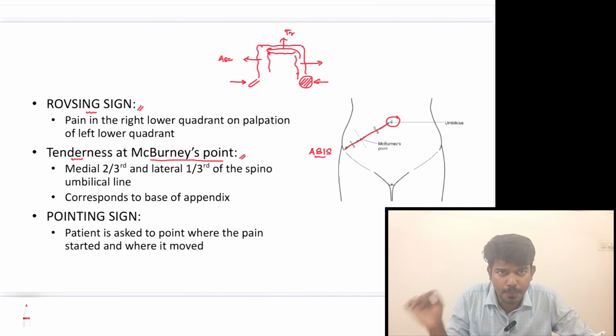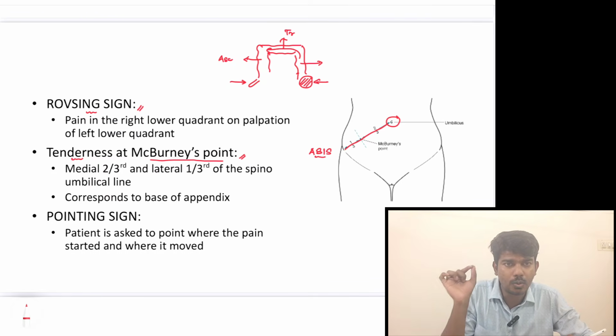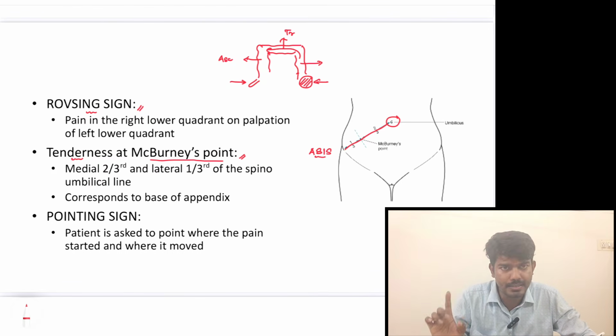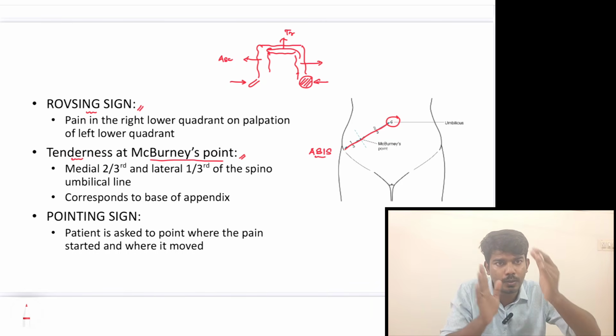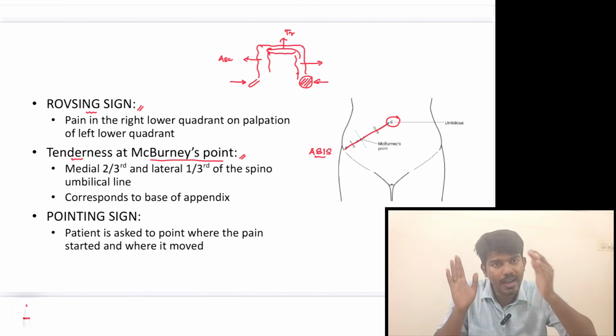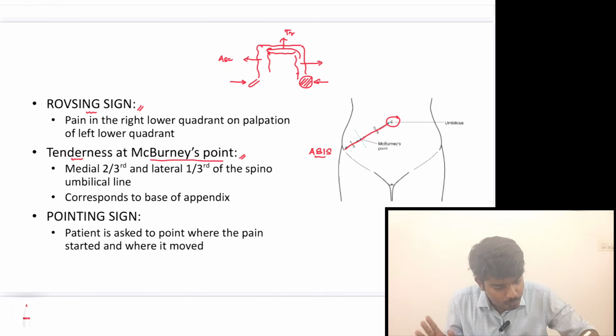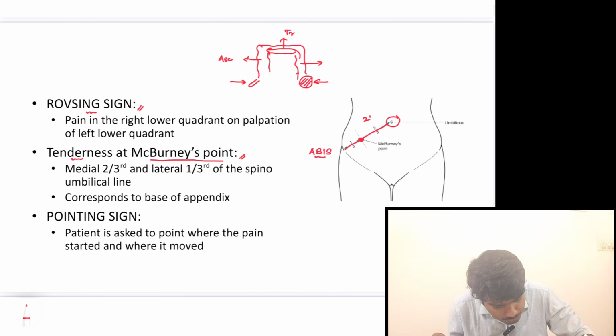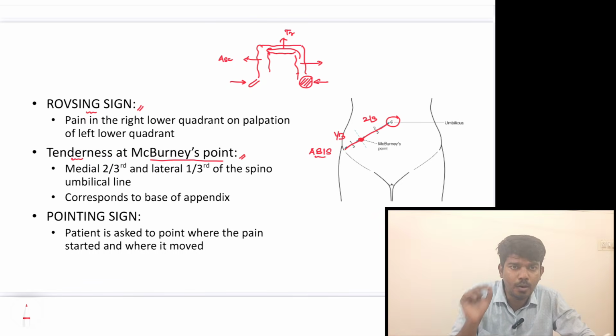Anterior superior iliac spine to the umbilicus, the spino-umbilical line. It is drawn from the anterior superior iliac spine to the umbilicus. This imaginary line is divided into thirds: one third, one third, one third. So where is this McBurney's spine located? It is located at the junction of the medial two-thirds and lateral one-third of this spino-umbilical line.